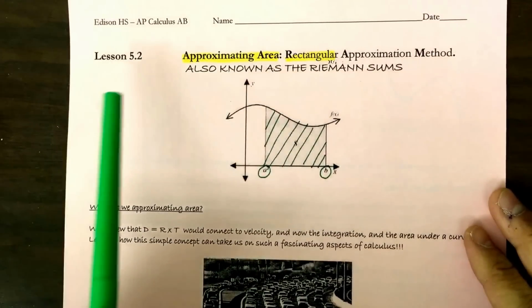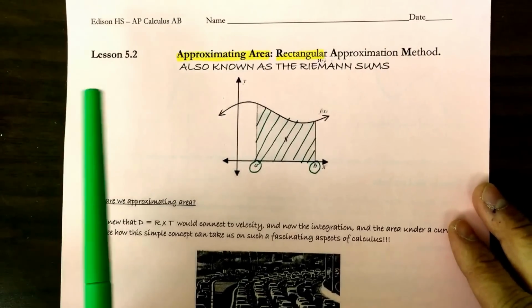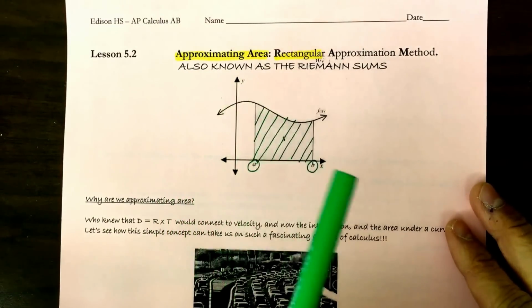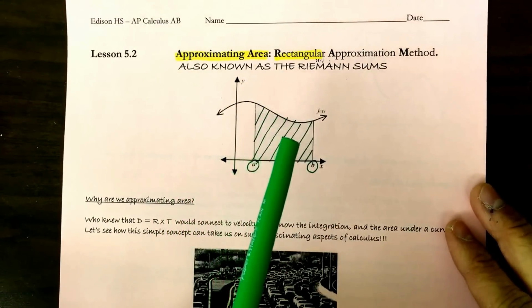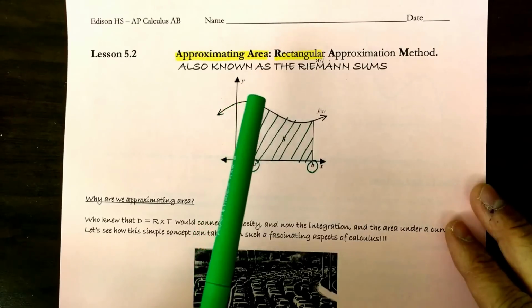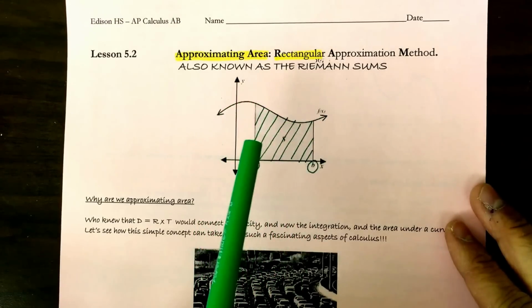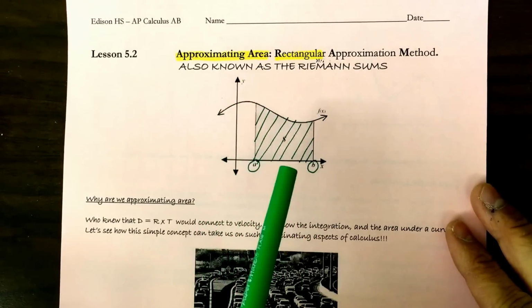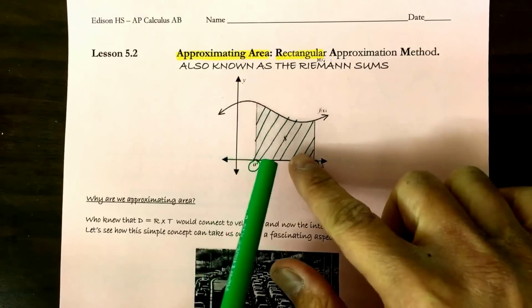Alright guys, welcome to lesson 5.2. In today's lesson, I'm going to show you how to approximate the area below a function curve and the x-axis, or bounded by the x-axis.